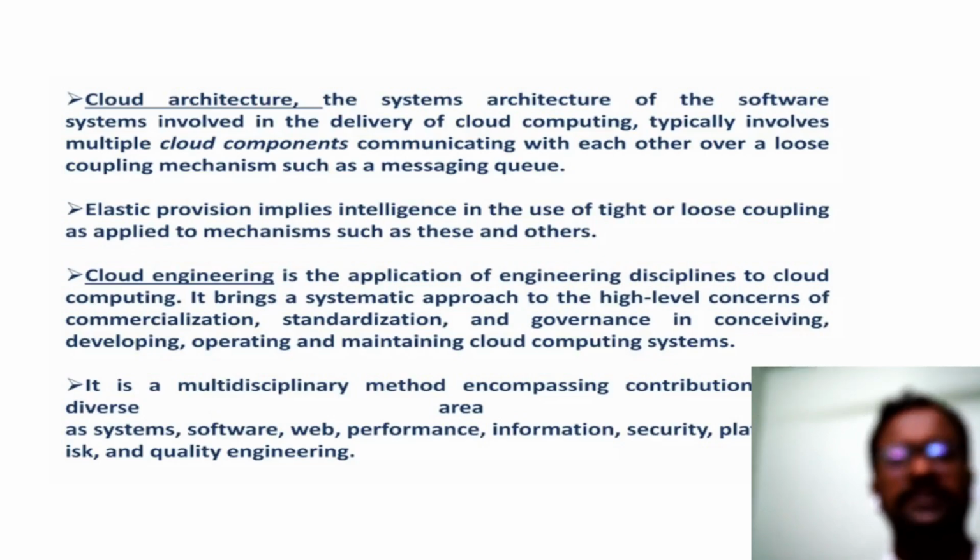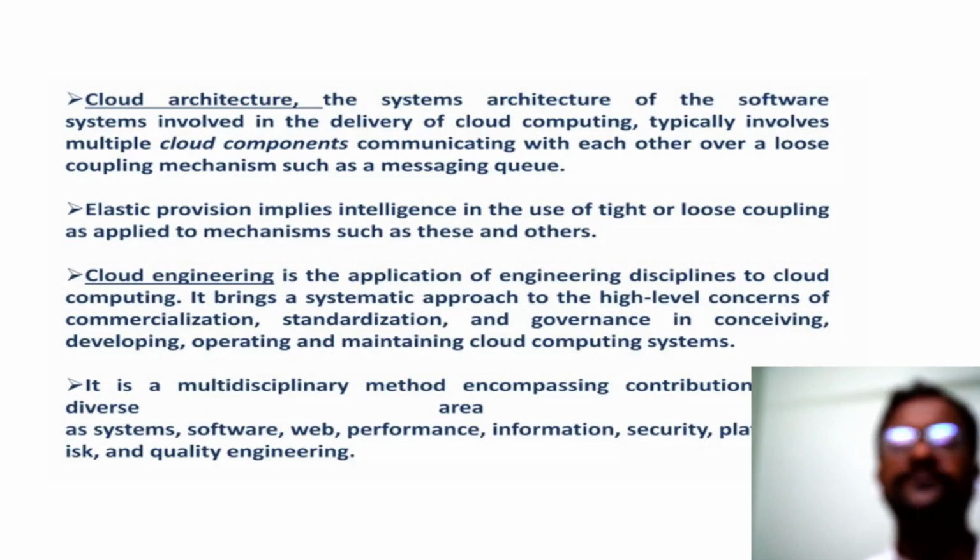Cloud architecture: the software systems involved in the delivery of cloud computing typically involve multiple components communicating with each other over a loose coupling mechanism such as messaging queues. Elastic provision implies intelligence in the use of tight and loose coupling to apply mechanisms such as these and others.